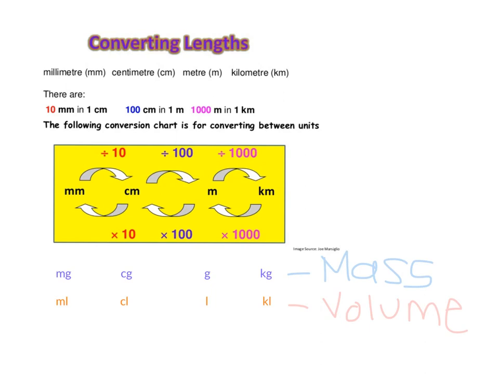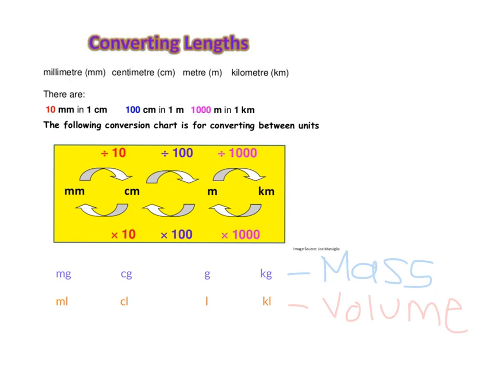And if you look at our units of volume, again, our smallest unit is milliliters. So there are 10 milliliters in 1 centiliter. There is 100 centiliters in a liter. And again, a liter is our base unit. And there is 1,000 liters in 1 kiloliter. And again, to convert between these units, the same rules would apply.